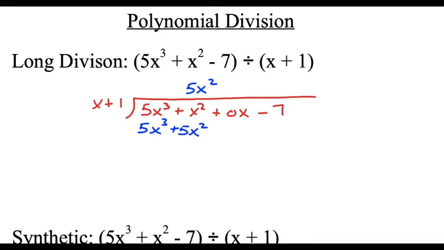Do you add or subtract in the long division process? Subtract. That's how those will cancel out. And then what's x squared minus 5x squared? Then you bring a term down. And now I'm focused on the negative 4x squared. What can I multiply this by to cancel the negative 4x squared?